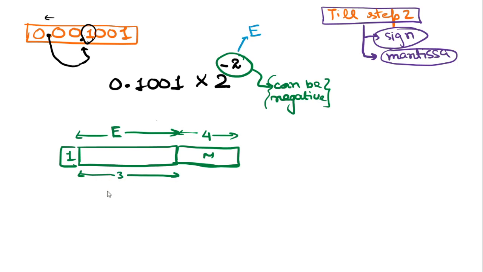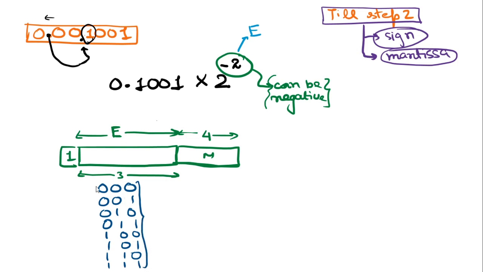Since there are 3 bits here, that means we can write 000, 001, 010, and so on. What are the different possible values? 8 different possible values, right? So what are those? These are the possible different sequences that we can put inside the exponent part.